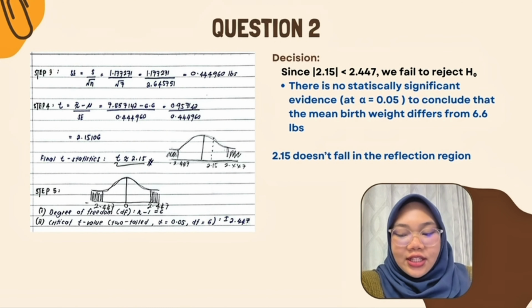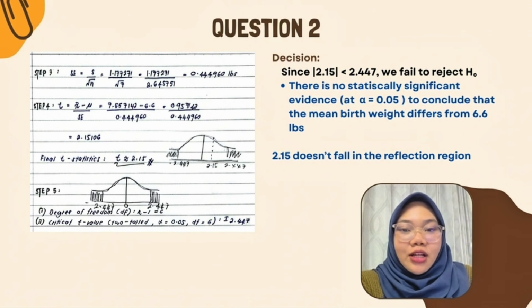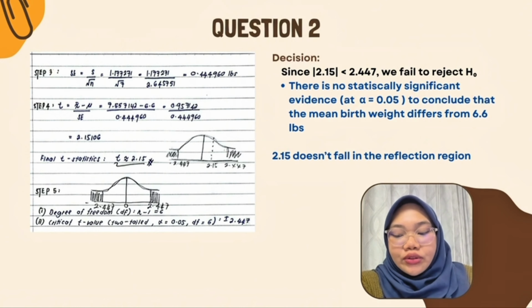So the decision is, since 2.15 is less than 2.447, we fail to reject the null hypothesis. So there is no statistically significant evidence at alpha equals 0.05 to conclude that the mean birth weight differs from 6.6 lbs. So basically 2.15 doesn't fall in the rejection region.